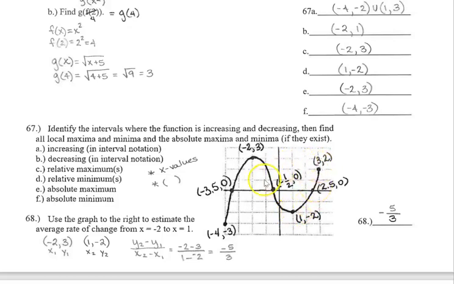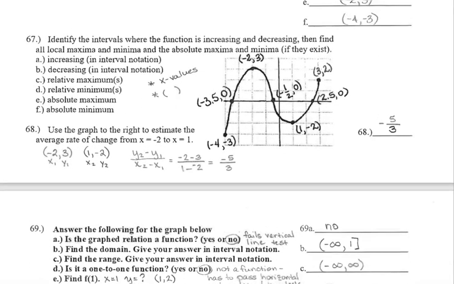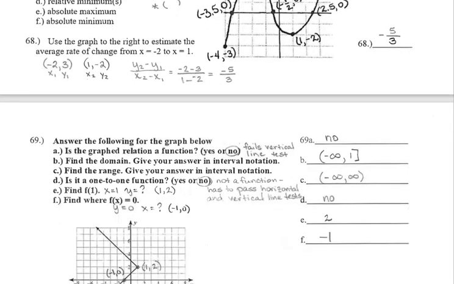Now, remember that endpoints can be absolute maximums and minimums, but they cannot be relative maximums or minimums. The absolute maximum is the one absolute highest point on the graph. That's at (-2, 3). And the absolute minimum is the one absolute lowest point on the graph. That's at (-4, -3). So an absolute maximum or minimum can occur at a relative maximum or minimum or at an endpoint.